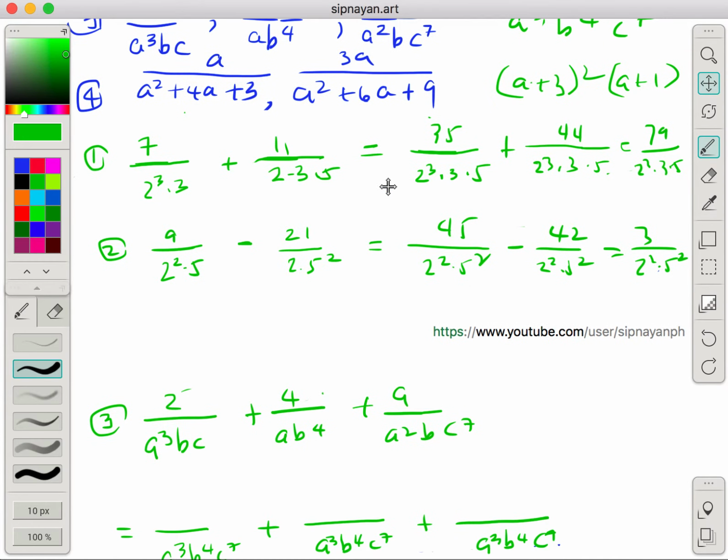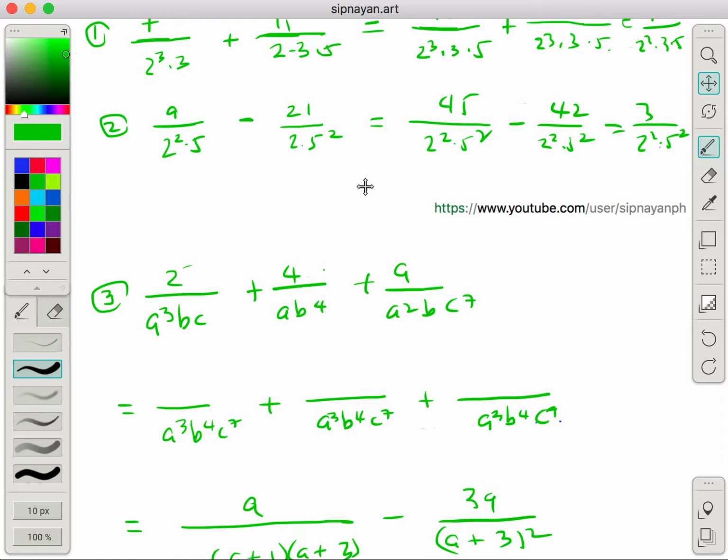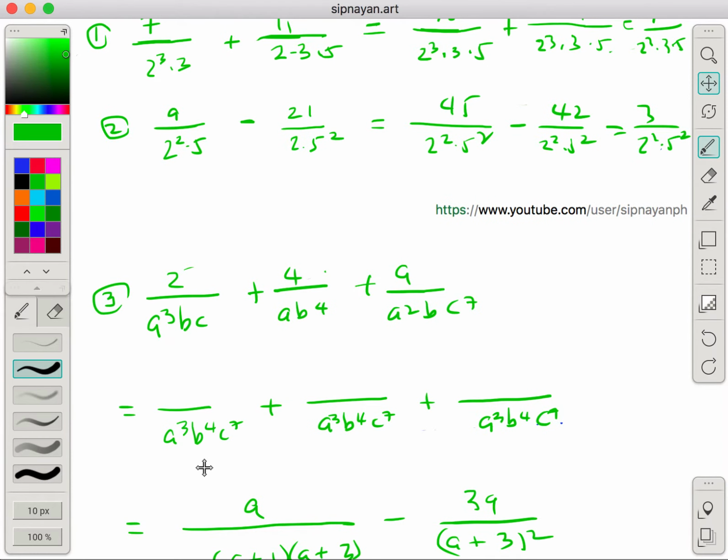Okay. So, sa pangatlo, we have ang ating LCD ay a cubed b to the 4th times c to the 7th. No? So, ganun din, we divide. So, makakancel yung a cubed. B to the 4th divided by b is b cubed. Tapos c to the 7th divided by c is c to the 6th. No? So, ito times 2, meaning 2 b cubed times c to the 6th.